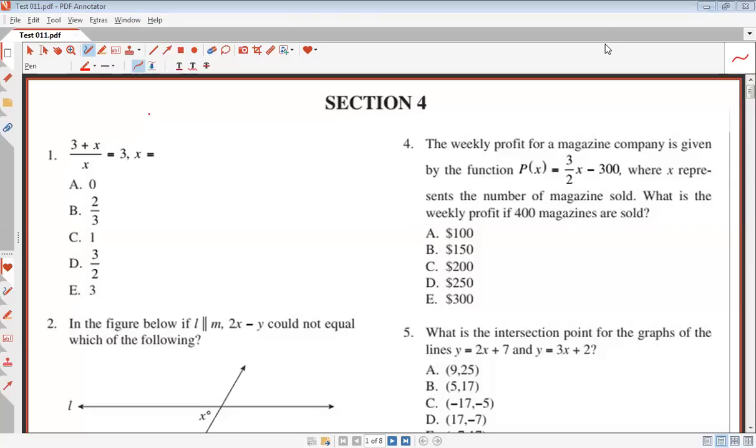Session 4, question number 1. This question is very easy. From this equation, we can have 3s equal 3 times s, hence s equal to 3 seconds. Option D.